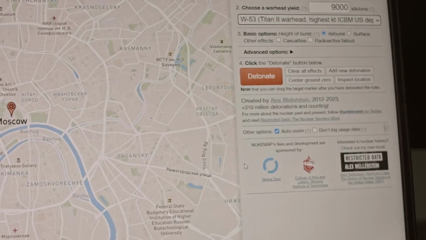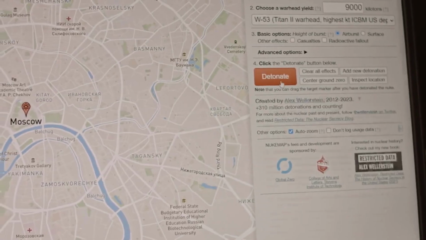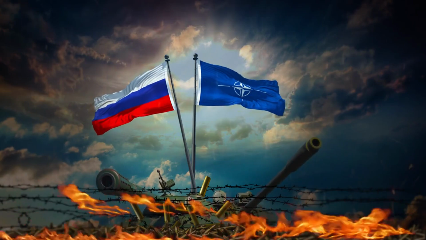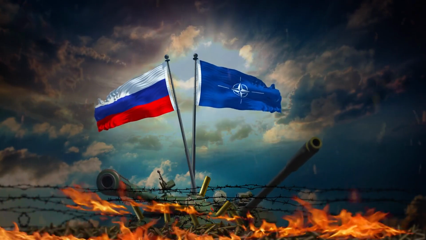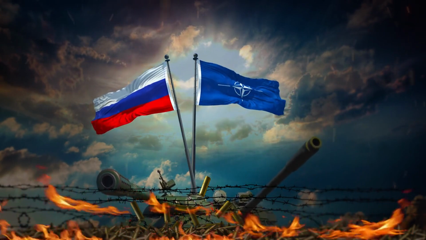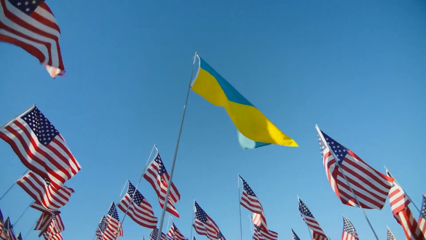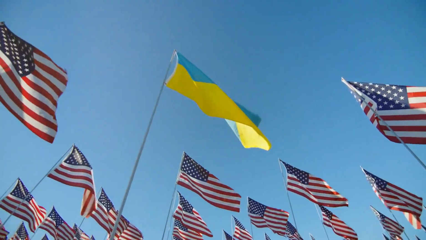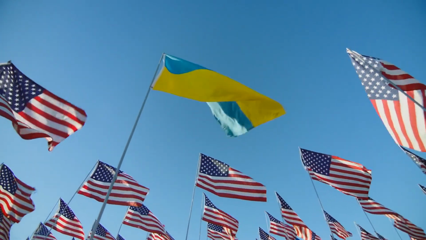One of the most significant factors in Russia's military strategy is the implicit threat of nuclear escalation. Since the early days of the war, Russia has made veiled nuclear threats, warning NATO and the West not to intervene directly in Ukraine. By brandishing its nuclear arsenal, Russia seeks to deter the United States and European countries from becoming more involved militarily in the conflict.